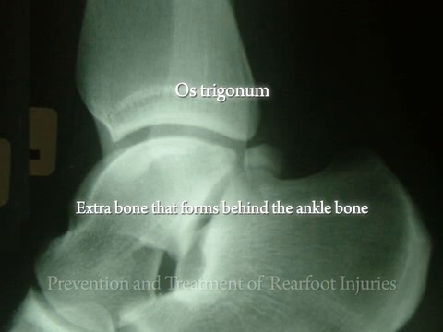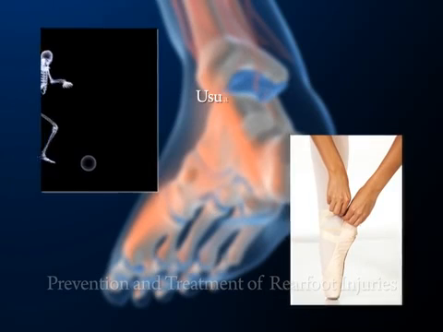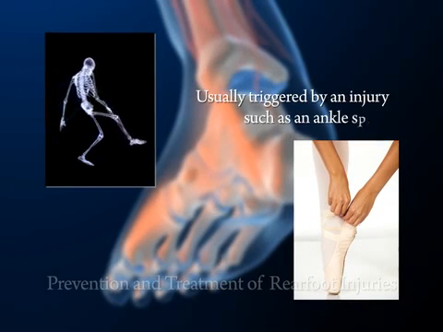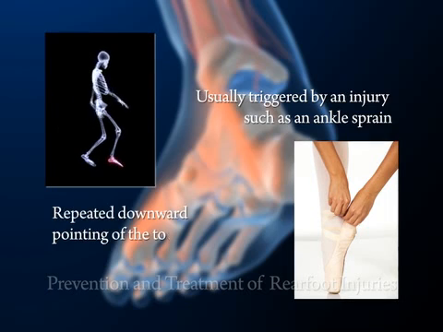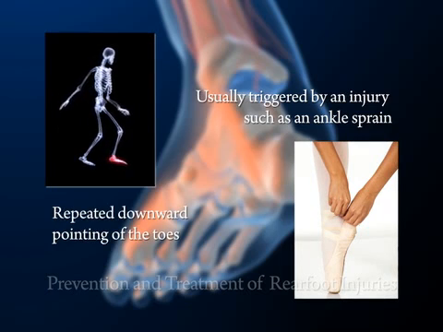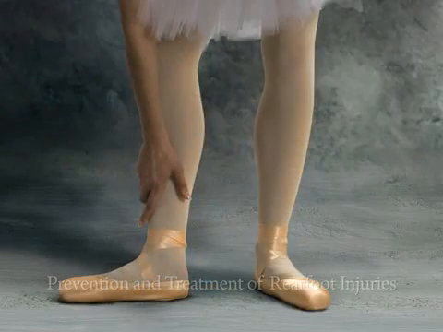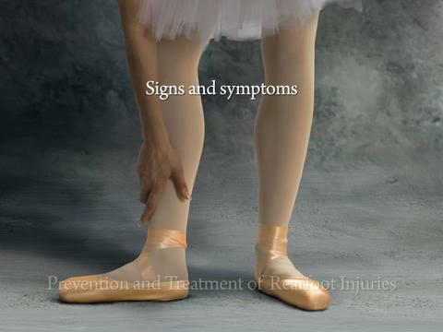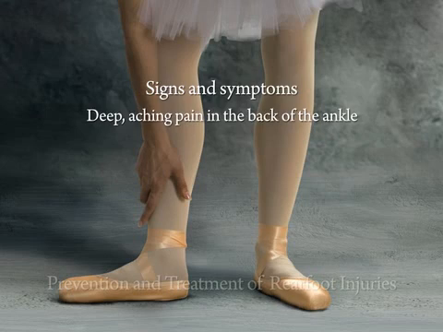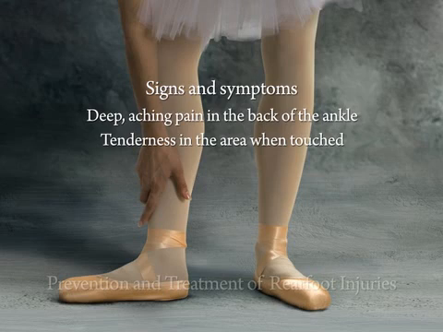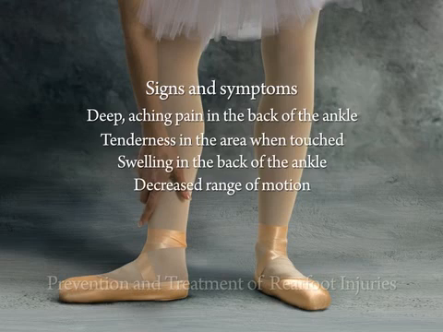birth. Most people don't even know they have an os trigonum, and it is of no consequence until it gets caught in the ankle, sometimes preventing normal movement. Os trigonum syndrome is usually triggered by an injury such as an ankle sprain or the repeated downward pointing of the toes, which is common among ballet dancers, soccer players, and other athletes. The signs and symptoms of os trigonum syndrome are deep, aching pain in the back of the ankle when walking or when pointing the toes downward, tenderness in the area when touched, swelling in the back of the ankle, and decreased range of motion in severe cases.